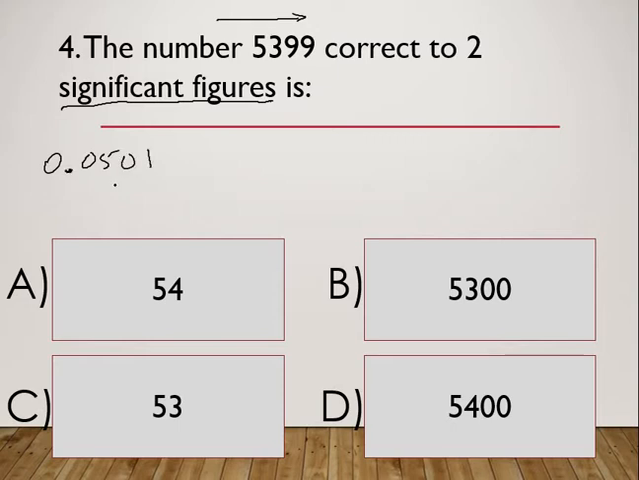0.0501, what would be the first significant figure? Again, we look from left to right, and the first digit that we see that's not 0 is the first significant. So that would be a 5 there. That 5 would be the first significant.